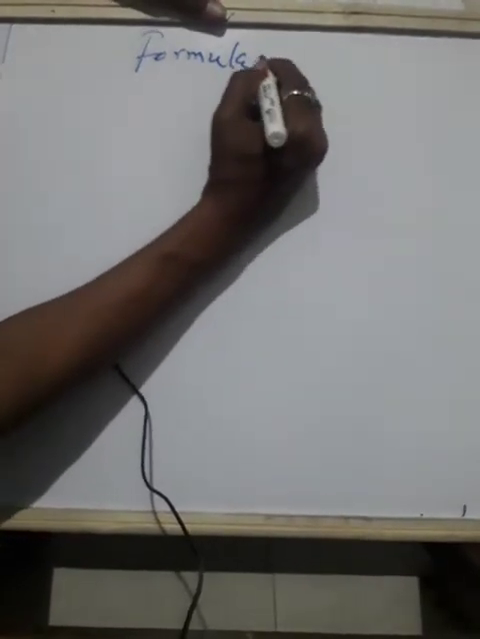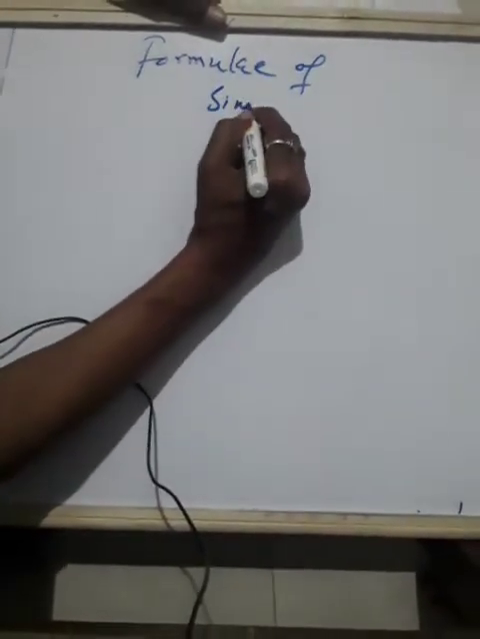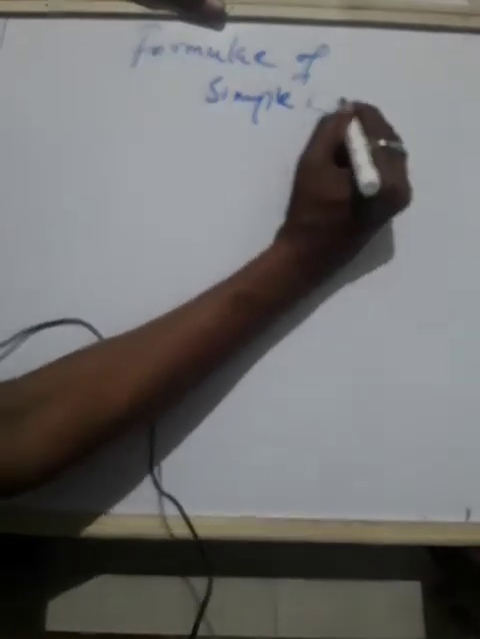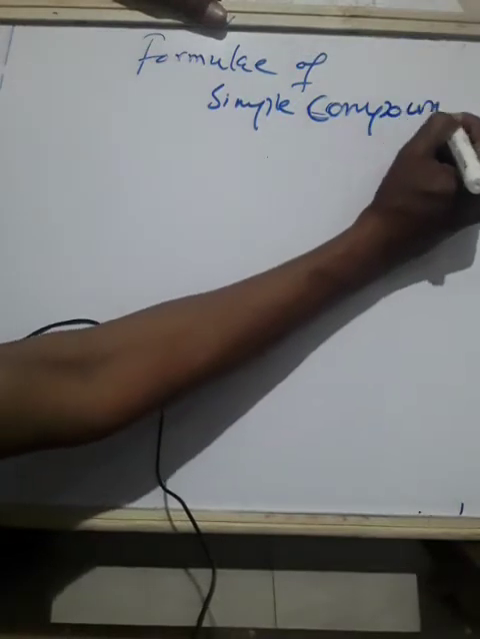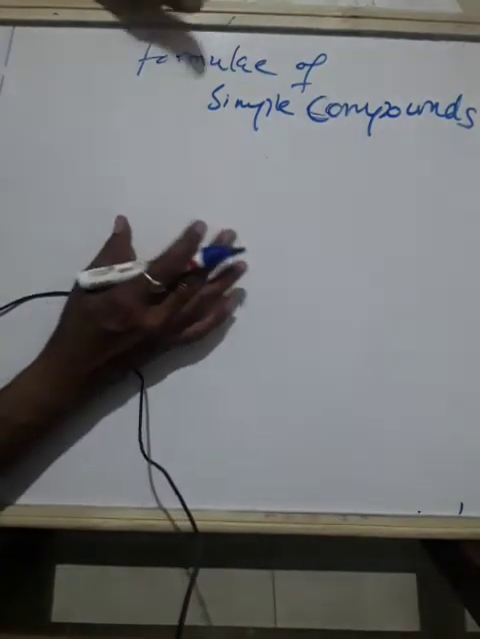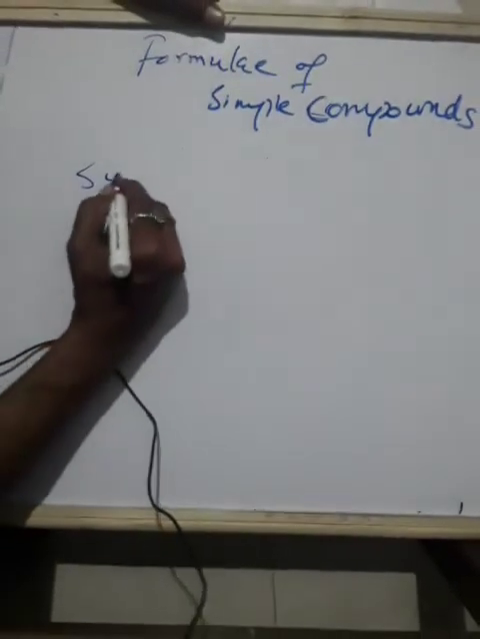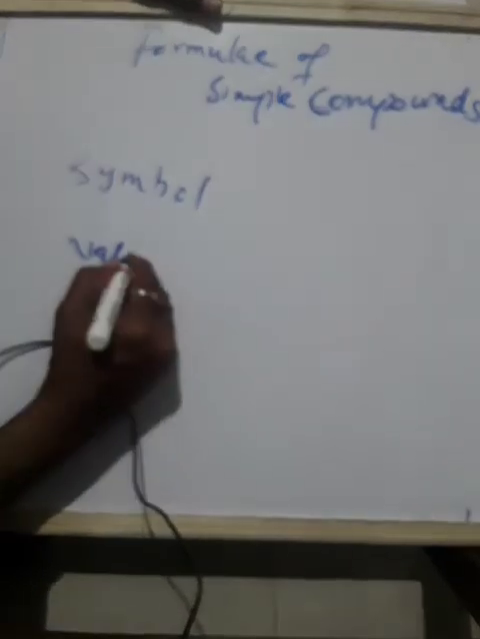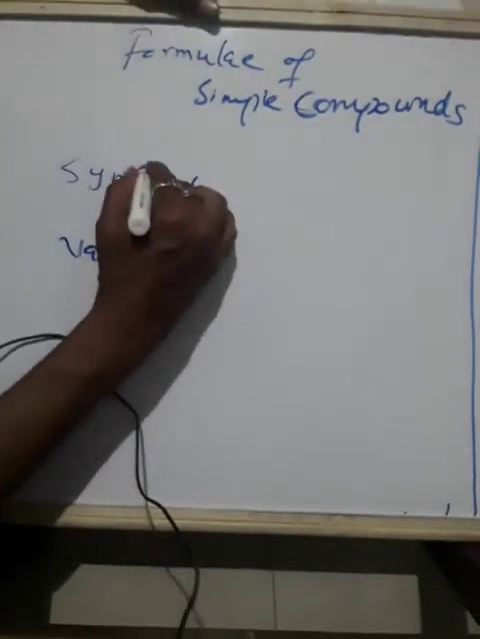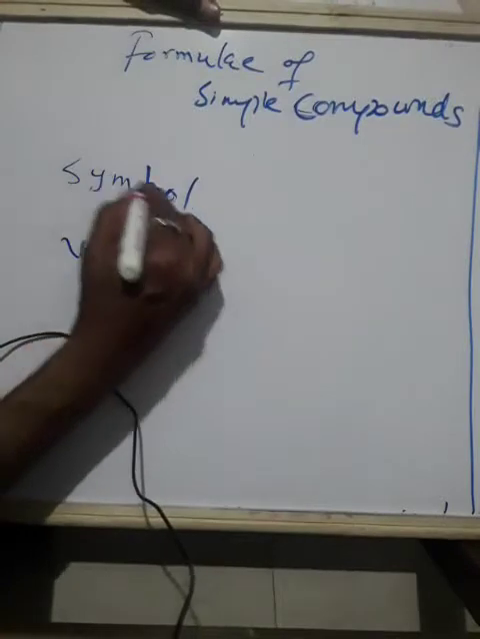So the formula of... you are studying how to write the formula of simple compounds. See, first you should write the symbol. What is a symbol? You should know very well. Symbol you should know, then you should know valency. So both you should know, then only you are able to write.